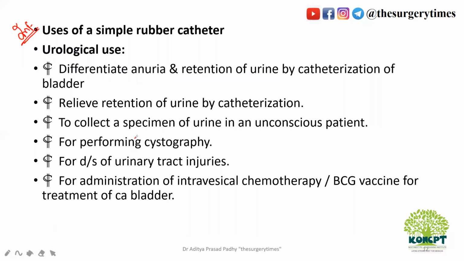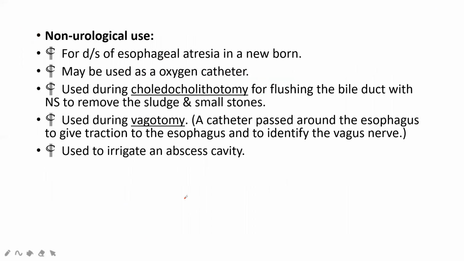Whenever an examiner asks the uses of a Foley's catheter or simple rubber catheter, you should divide the uses into urological and non-urological uses. First, urological uses: differentiate anuria and retention of urine by catheterization of the bladder, relieve retention of urine, collect a specimen of urine, perform cystography for diagnosis of urinary tract injuries, and administer intravesical chemotherapy, that is BCG, in case of CA bladder. Remember all the uses so that it will fetch you marks.